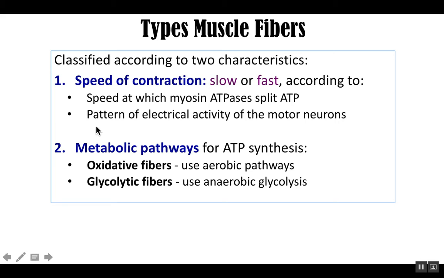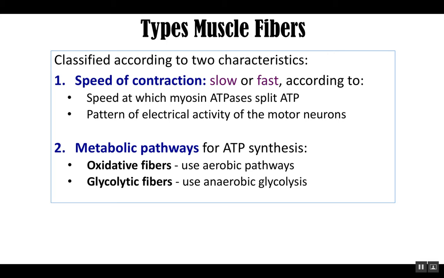The second is the pattern of electrical activity of the motor neurons. So those two things determine how fast or slow a muscle contracts. If it can break down the ATP very quickly and it's getting stimulated very quickly, the muscle will contract fast.